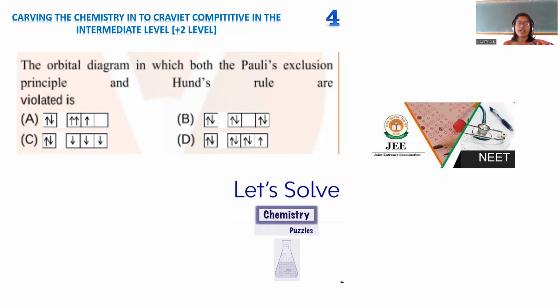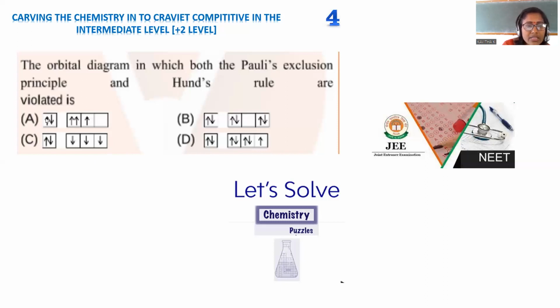Filling of orbitals is possible in accordance with the 3 main concepts. One is called the Aufbau principle. Second is called Hund's rule. Third is called Pauli's exclusion principle. Any orbital filling requires consideration of these 3 fundamental rules. Then only can we reside the electrons in their respective orbitals. Okay. So if you are considering these kinds of filling of electrons, there are cases where Pauli's and Hund's rule got violated. Let's see in which it is.